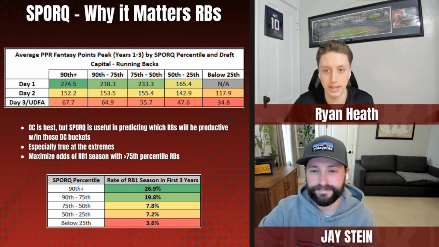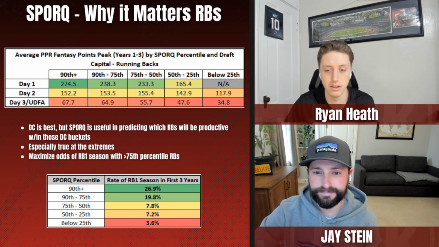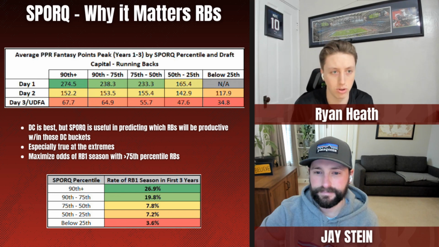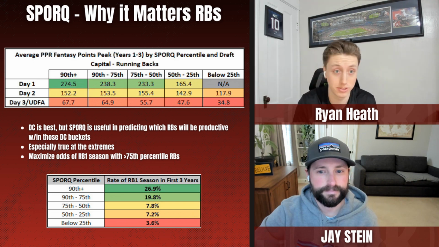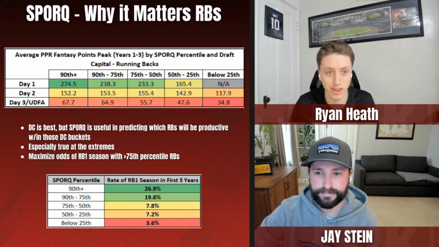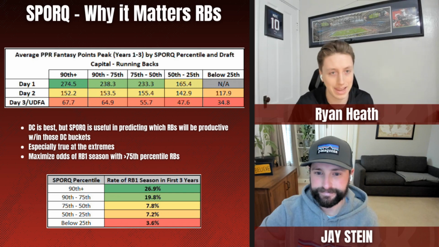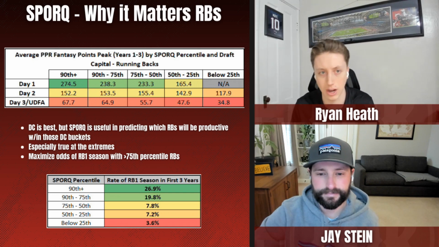In Sporq's case, it is predictive to some extent for some positions. So the running back position at the upper extremes, like 90th percentile or better, we do see better production outcomes even after we control for draft capital. It's not as important as draft capital, especially at the wide receiver position. Sporq or athleticism is nowhere near as important as draft capital or production metrics, but it can be a piece of the puzzle when we're prospecting.